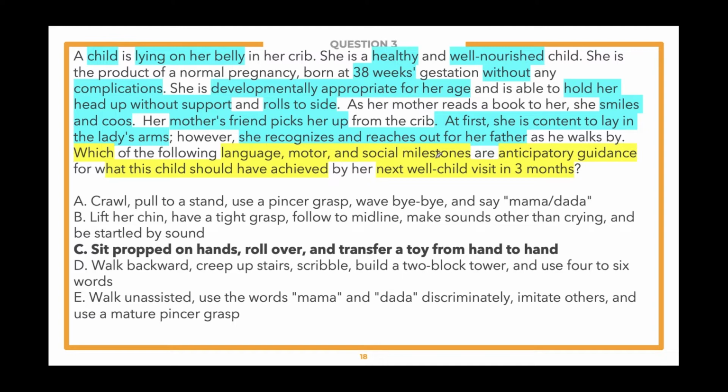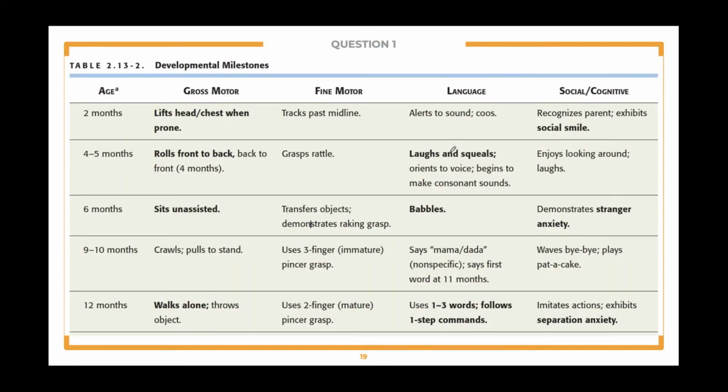So we are told that she is able to roll to her side, hold her head up without support, smiles and coos, okay? So if we go to the next slide, this is a nice little table from First Aid, and I would clarify that 2 months should say more 2 to 3 months, okay? And kind of like what our patient is, this patient is lifting her head, okay? She is cooing. She recognizes her parent, okay? So she's about 2 to 3 months in age.